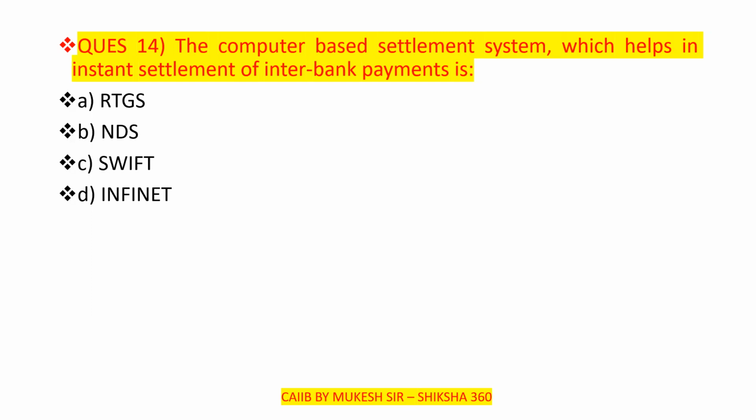The first option is RTGS, second is NDS, third is SWIFT, fourth is Infinite. The correct answer here is RTGS, Real Time Gross Settlement.